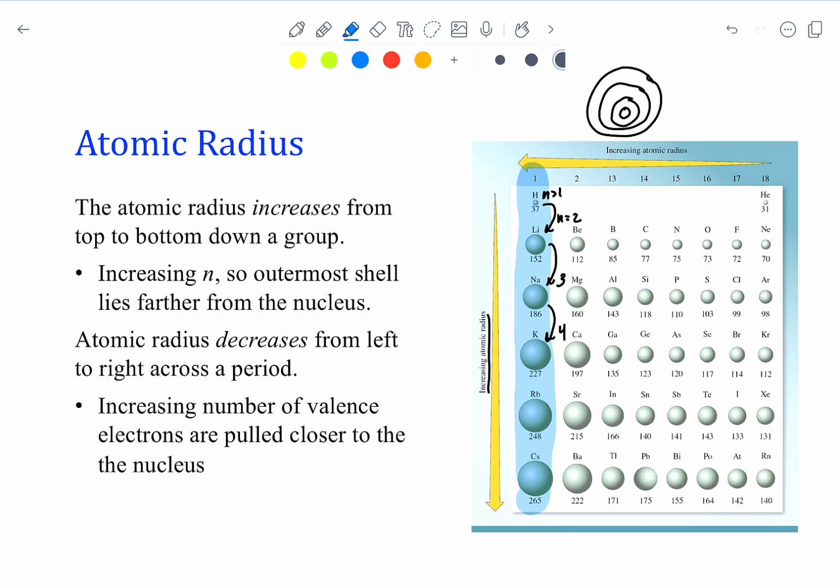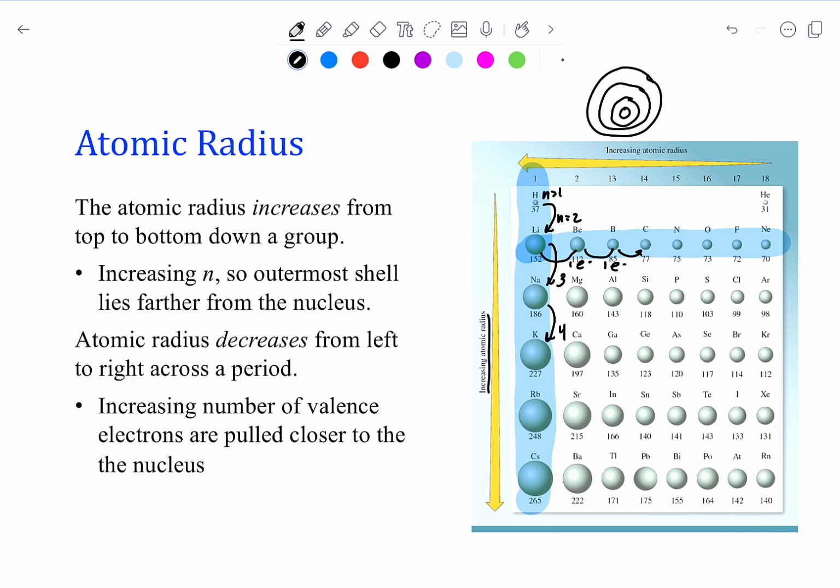Our next trend with atomic radius concerns how we go from left to right across a period. So within a period, here's period 2, the atomic radius decreases from left to right. As I add on one more electron with each one, the nucleus is pulling those electrons closer to the nucleus itself, causing the radius to decrease.